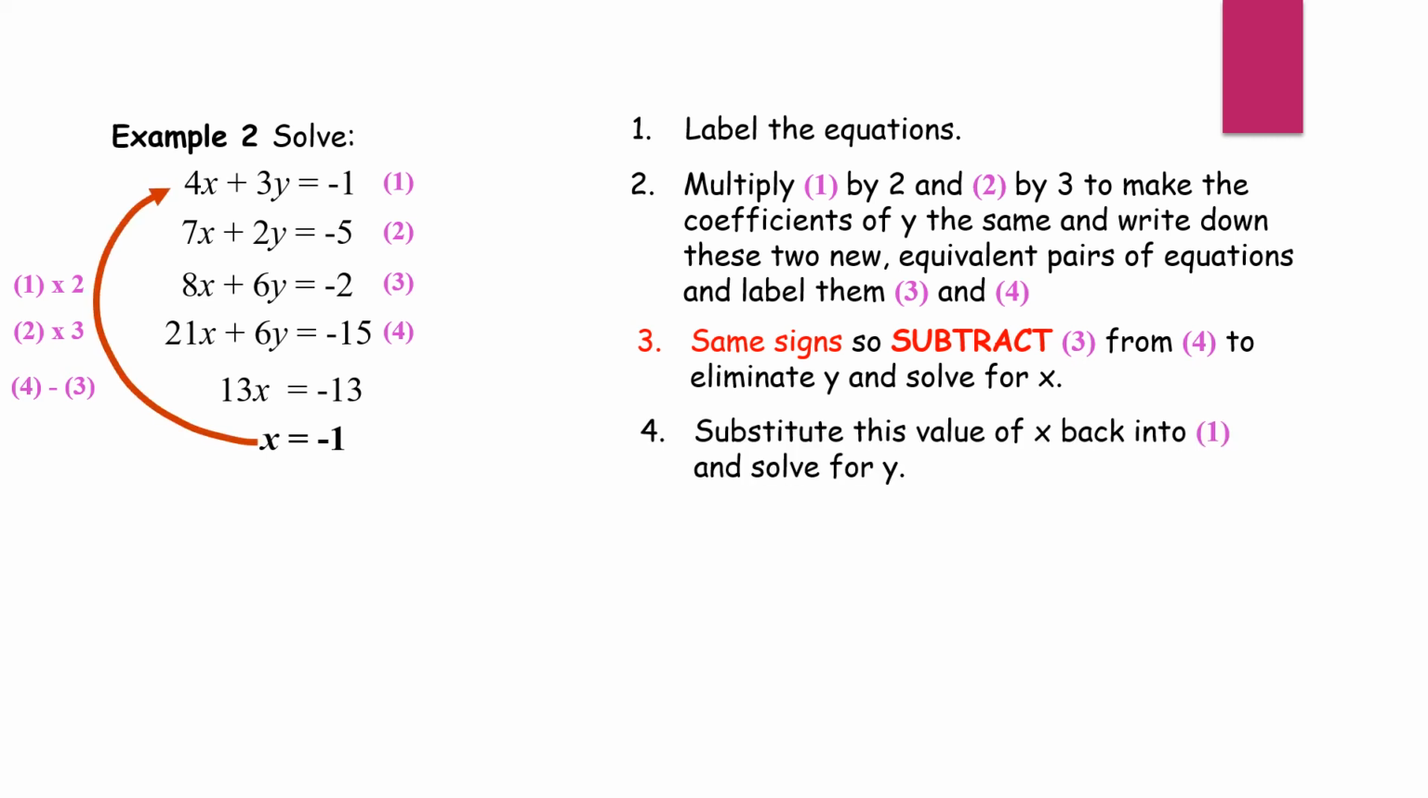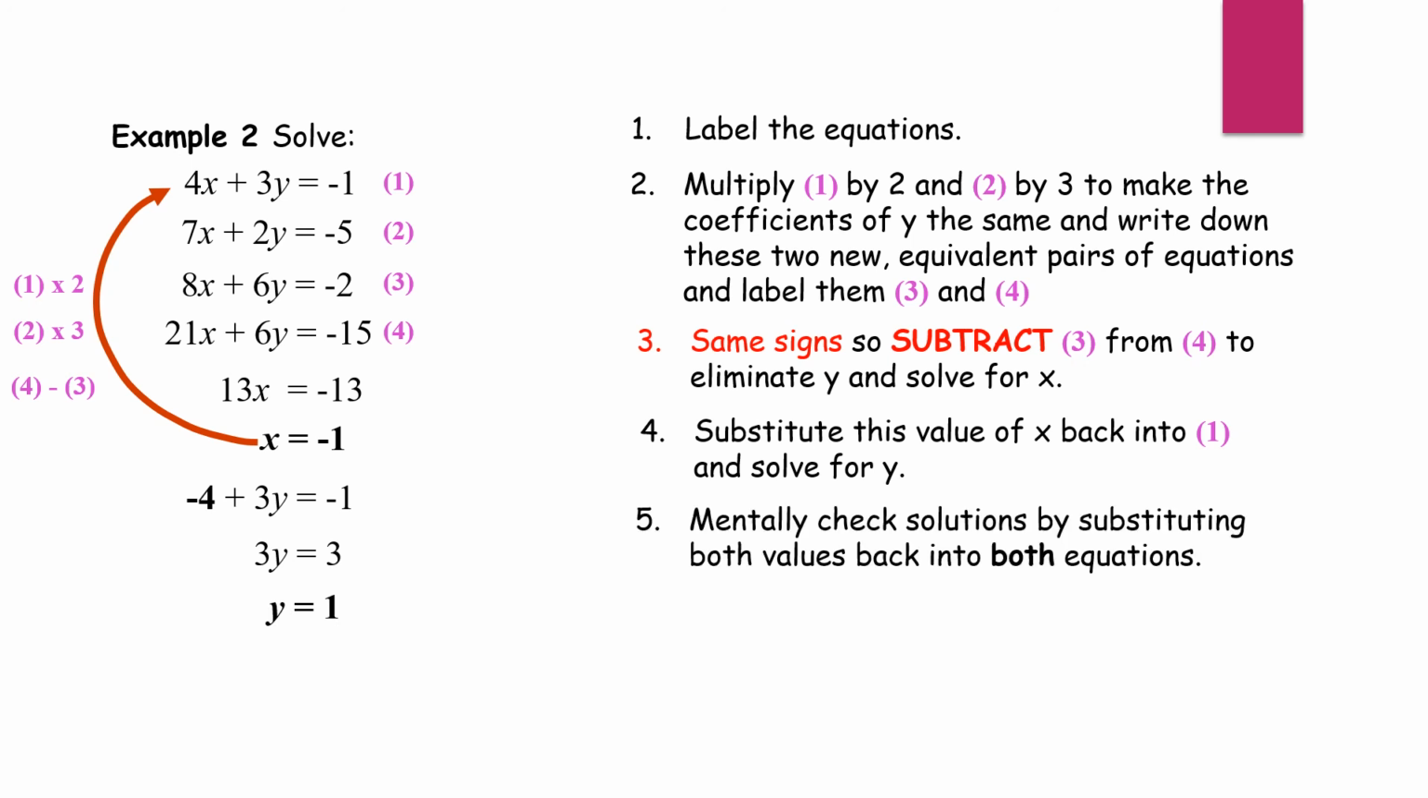Now we need to substitute that value back into 1 and solve for y. So we're going to get negative 4 plus 3y equals -1. We're going to add 4 to both sides and get 3y equals 3. And then we're going to divide both sides by 3 and get y equals 1.